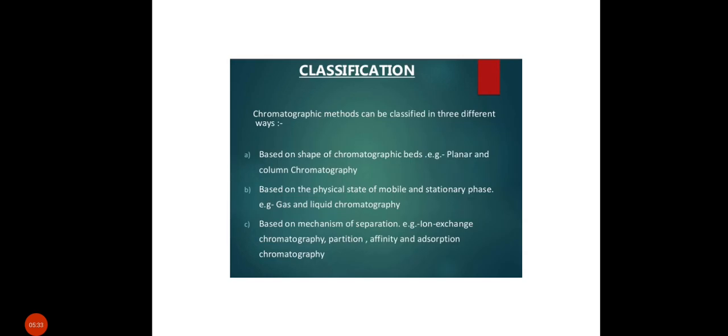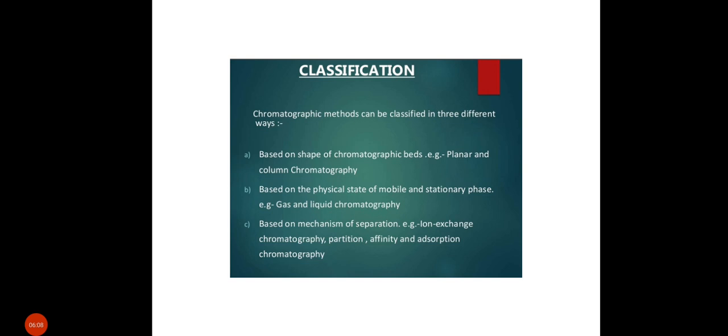Now see the classification. Chromatographic methods can be classified in three different ways. First is based on the shape of the chromatographic bed. So if chromatography is classified based on the shape of the chromatographic bed, then there are two types: one is planar chromatography, second one is column chromatography.